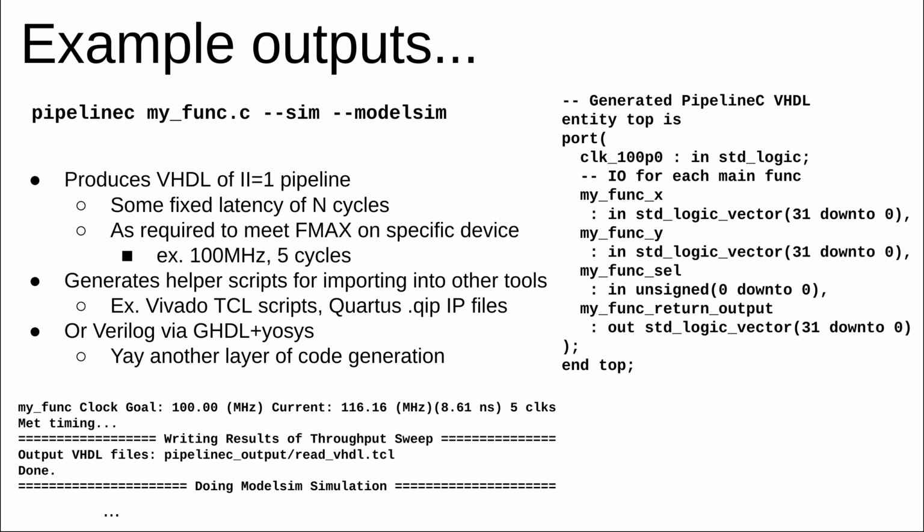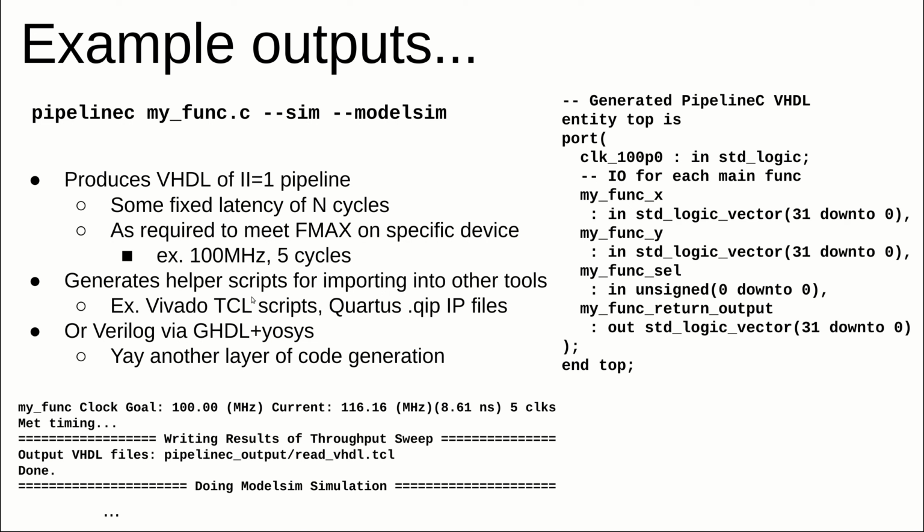Alright, so what kind of output do you get from the tool here? We have this myfunc math function from the previous slide in this C file now, and you're going to run a command line like you see here at the top. It's producing VHDL. I showed before that functions are modules, and so what you get here is at the very, very top level, your main functions get exposed. So we had tagged myfunc as a main function, so its inputs, the x and y, and select appear there, and its output is also there, its return.